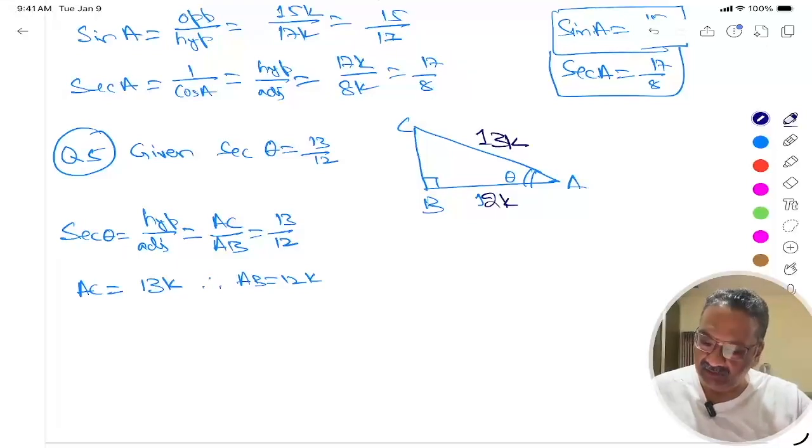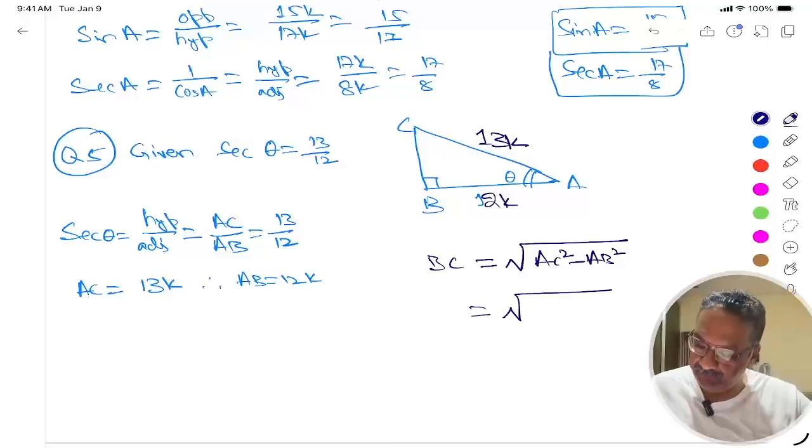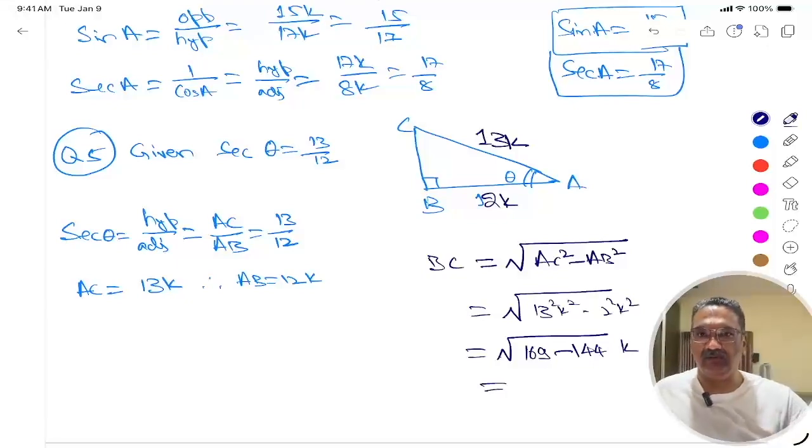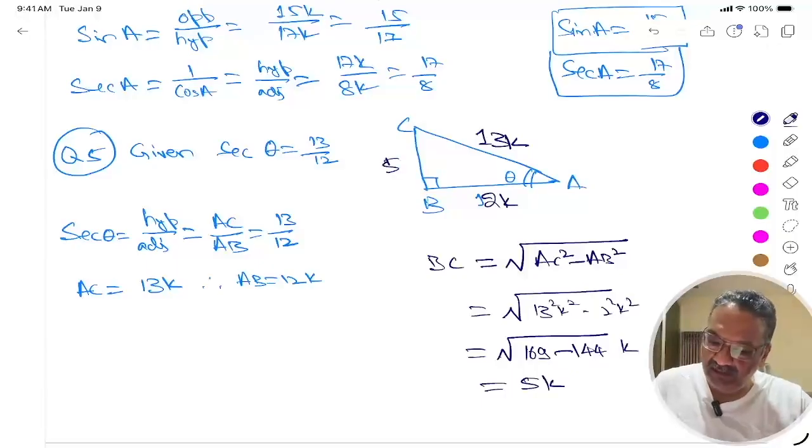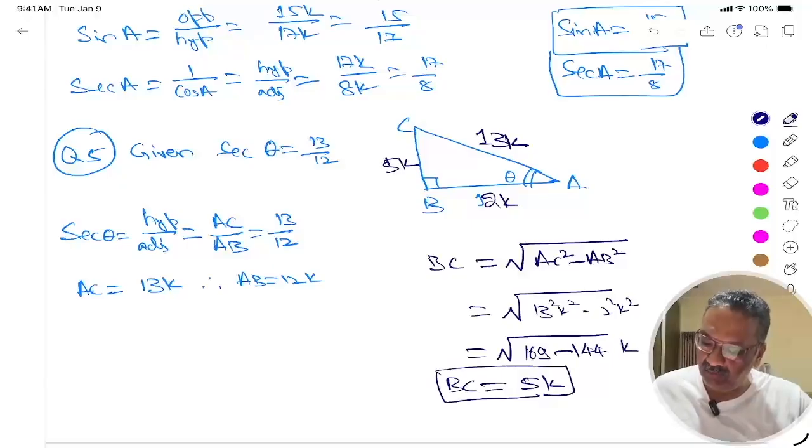So what does Pythagoras theorem say? By Pythagoras theorem we have BC is equal to square root of AC square minus AB square, which is square root of 13 square K square minus 12 square K square, which is 169 minus 144, which is 25. The square root will be 5K. So BC will be 5K. Once we have the three sides, we can find all the remaining ratios.